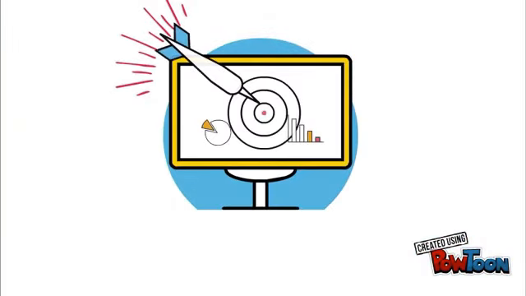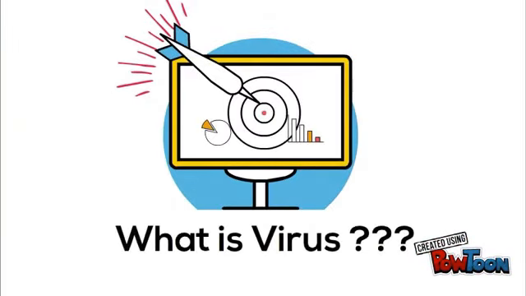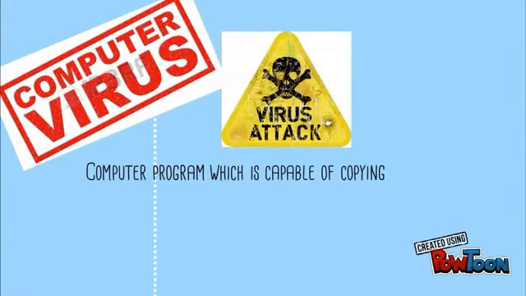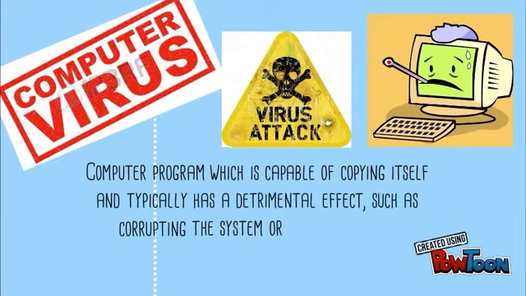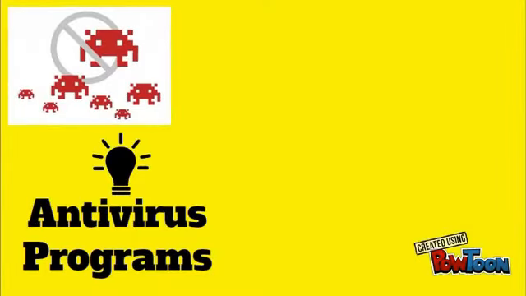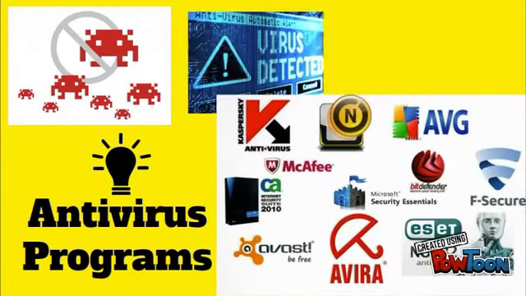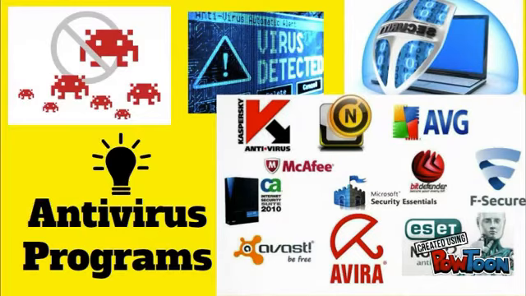Then, what is virus? Virus is a computer program which is capable of copying itself and typically has a detrimental effect such as corrupting the system or destroying data. However, in order to protect your computer from viruses, antivirus programs should be used.